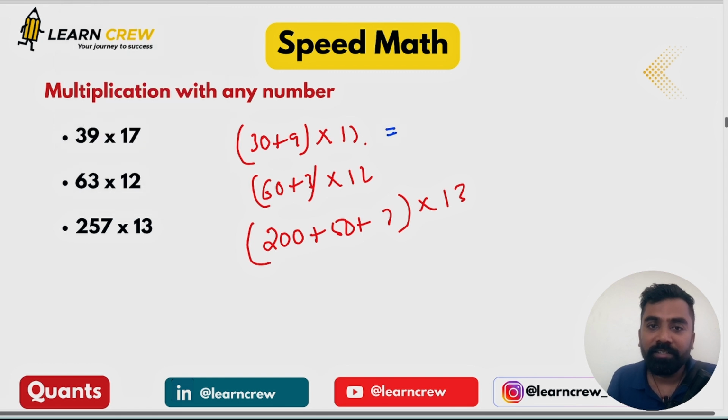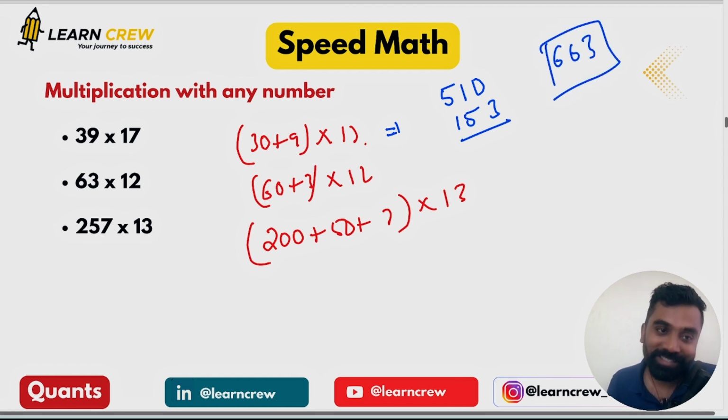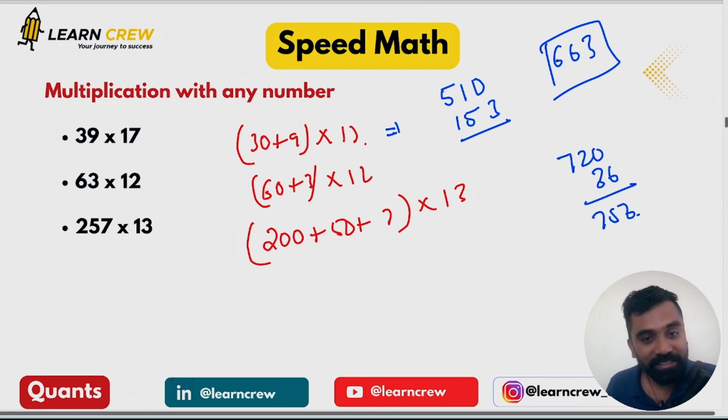Now, can I write 30 into 17 is how much? 510. And 9 into 17 is 153. So this becomes 663. So soon you got the answer. This is the power of your mental abilities and thinking. 60 into 12 is nothing but 720. 3 into 12 is nothing but 36. It becomes 756. That's it, done.